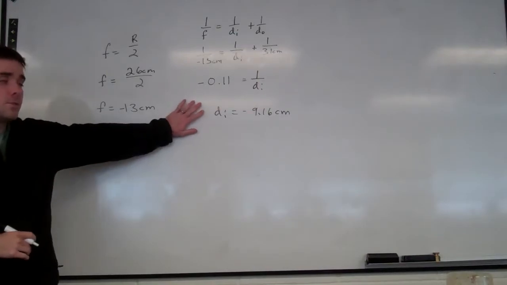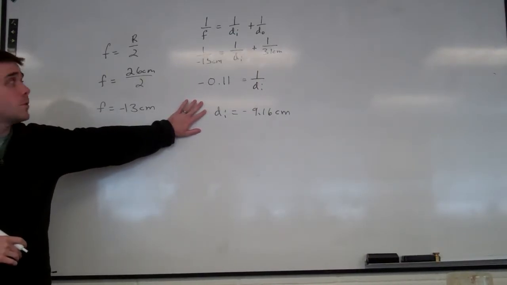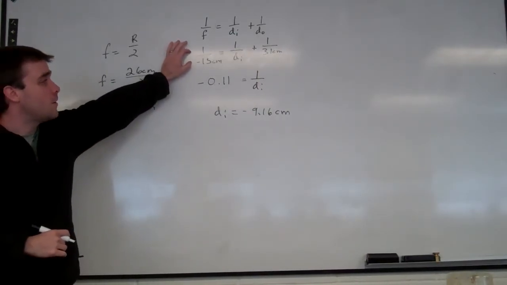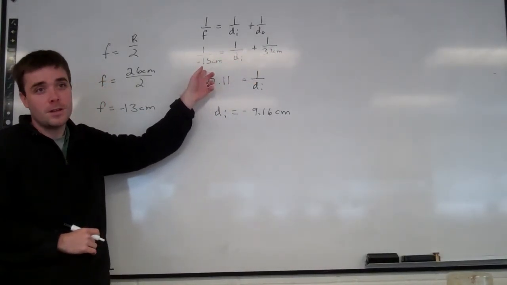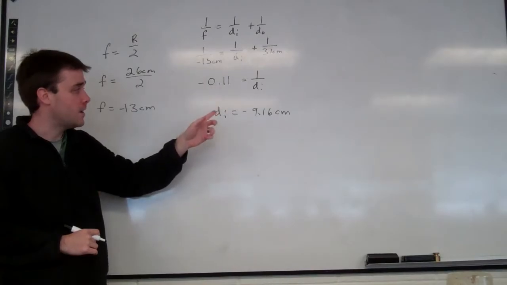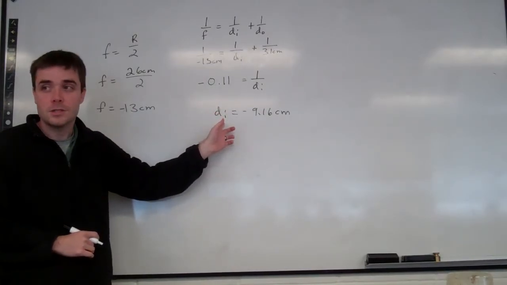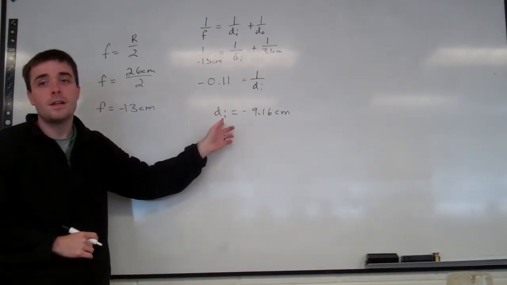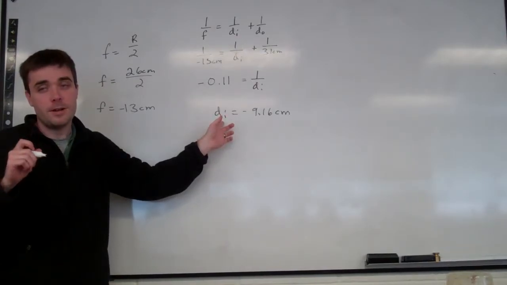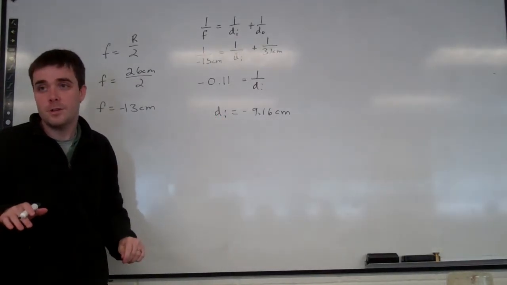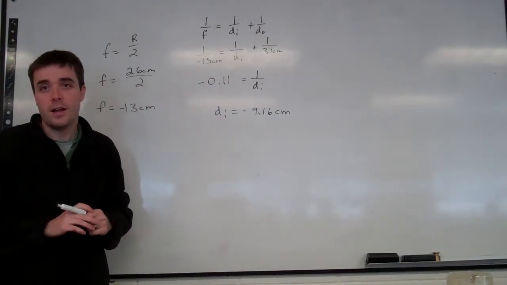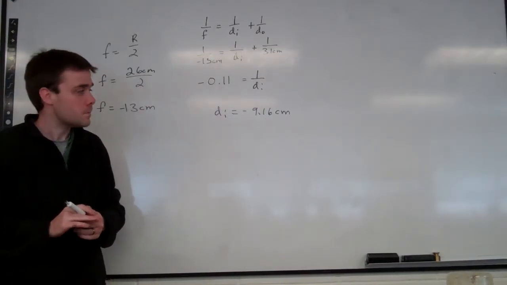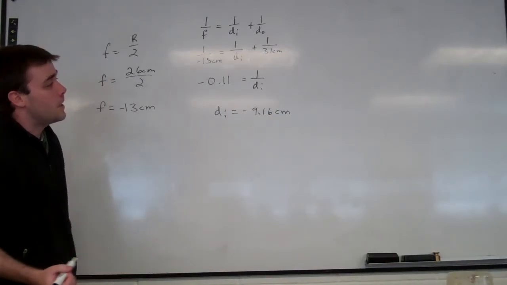So does that mean this is real or virtual? Virtual. Since do has to be positive and f is always negative for a convex mirror, is it possible to get a positive image distance? That's why, you remember when we were doing the ray diagrams, we said all convex mirrors only make virtual images. So mathematically, do you see why they all have to make virtual images? Alright, and so now we have di.